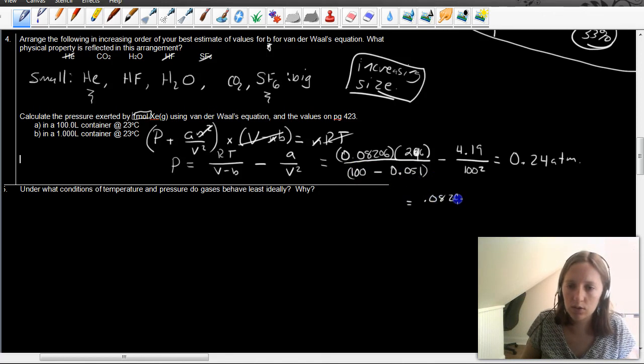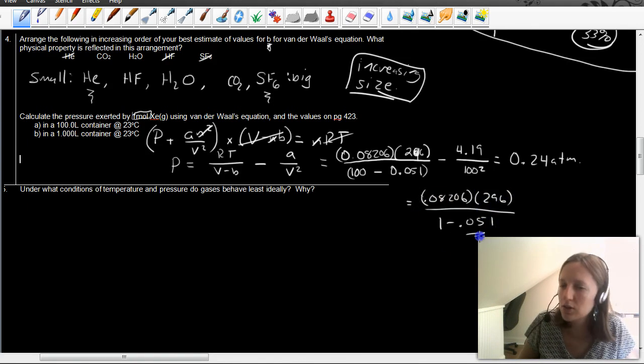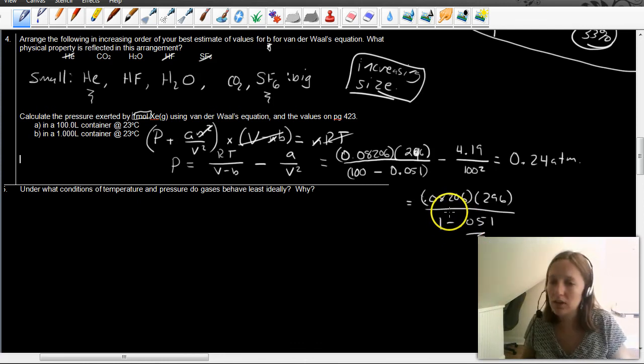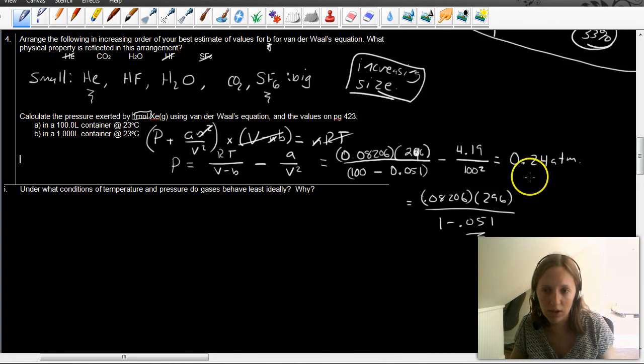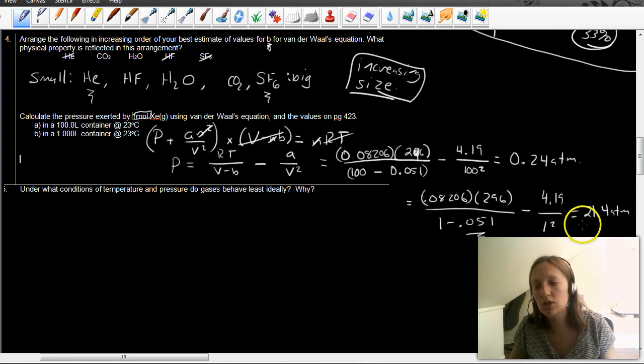The second one is the same, except that you replace the 100 with 1, so you end up with 0.08206, 296, 1 minus 0.051. Notice that this is much more significant when you're subtracting it off of 1 liter than when you're subtracting it off of 100 liters, and that represents the fact that your B, your correction for volume, is more significant when the gases are squished and at higher pressure. So we should be assuming that our P is going to come out bigger here, minus 4.19 over 1 squared, and you end up with 21.4 atmospheres, which is much larger, and there you go.